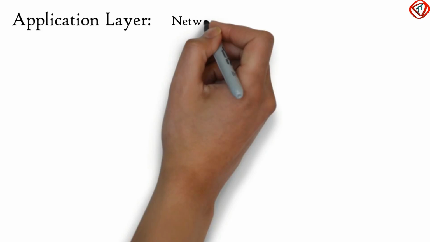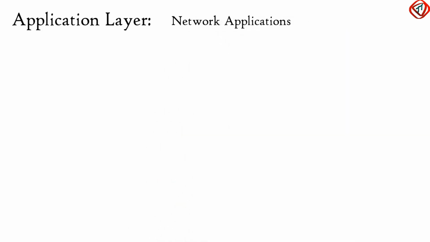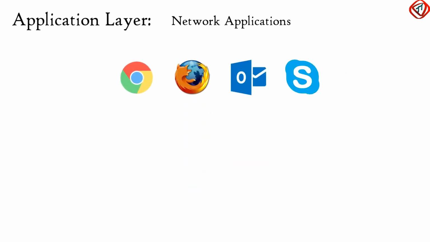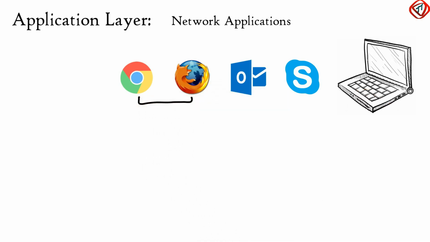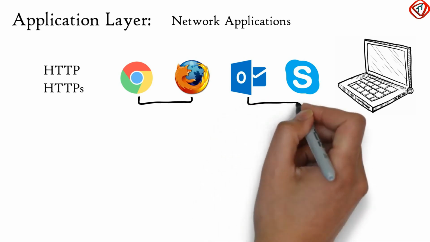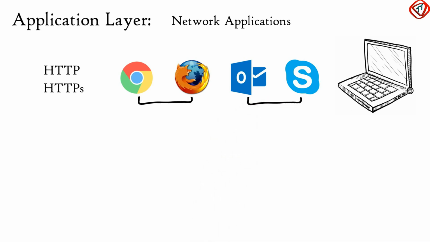Application layer is used by network applications. Network applications means computer applications that use the internet, like Google Chrome, Firefox, Outlook, Skype, etc. A web browser is a network application running in your PC. It does not reside in the application layer, but it uses the application layer protocols HTTP or HTTPS to do web surfing. Not only the web browser, but all network applications including Outlook, Skype, etc. are dependent on application layer protocols to function.